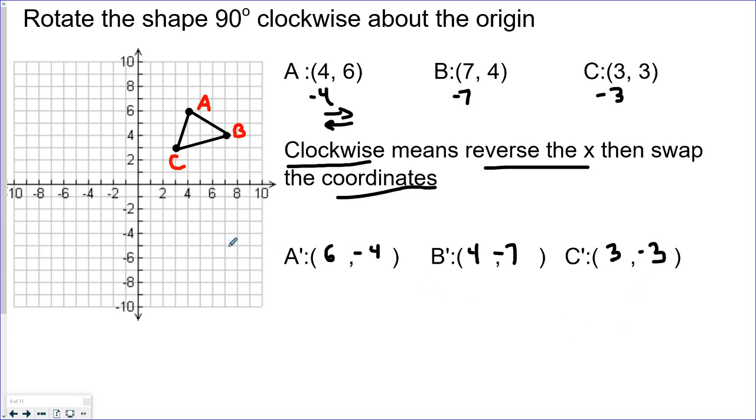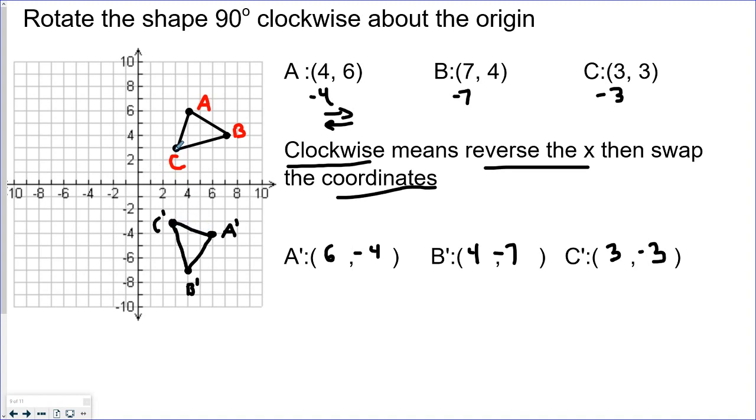So how would this look? Well, we have 6, -4, which is right there. That's A prime. We have 4, -7. That's going to be about right there. That's B prime. And then we have 3, -3. That's right there. That's C prime. So this would be the new triangle I get.